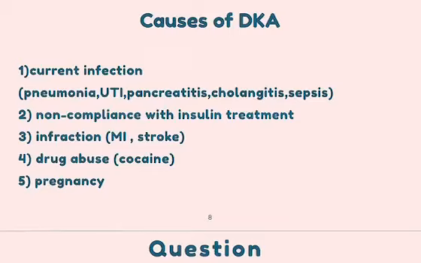Now let us learn the causes of diabetic ketoacidosis. A patient having type 1 diabetes mellitus, if he has any current infection like pneumonia, UTI, pancreatitis, and others, in this infectious condition, the counter-regulatory hormones of our body, namely growth hormone, glucagon, and cortisol, will suppress the activity of insulin. As they suppress the activity of insulin, it may lead to insulin resistance.